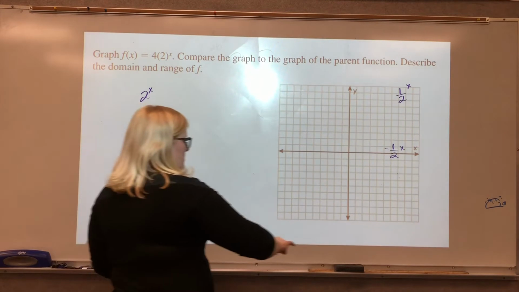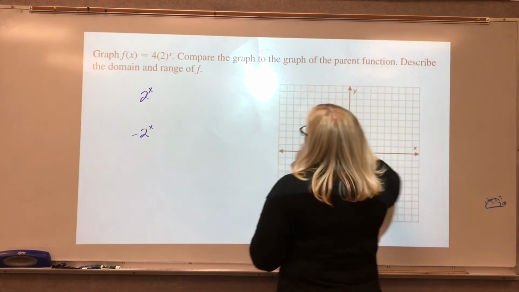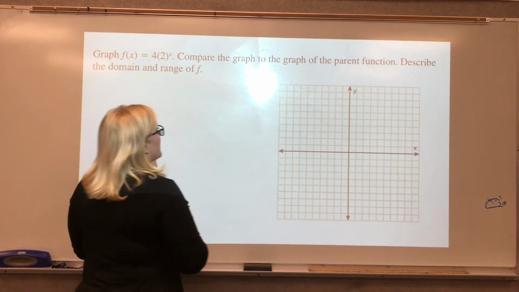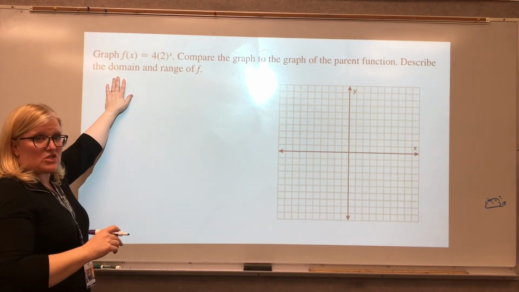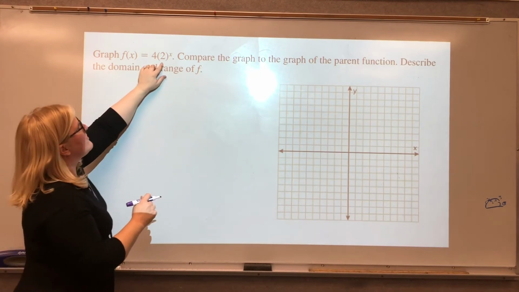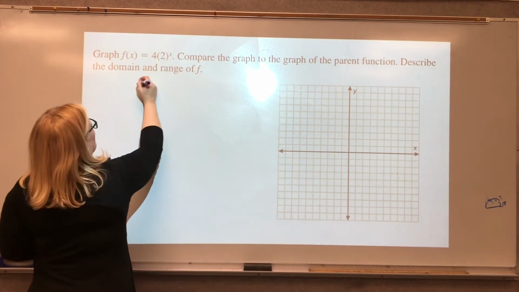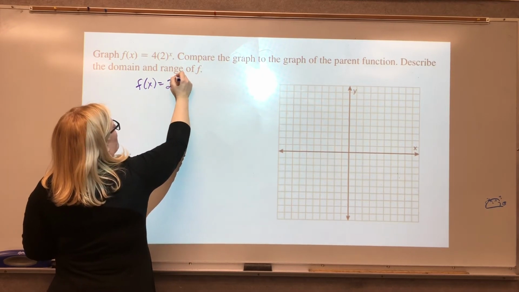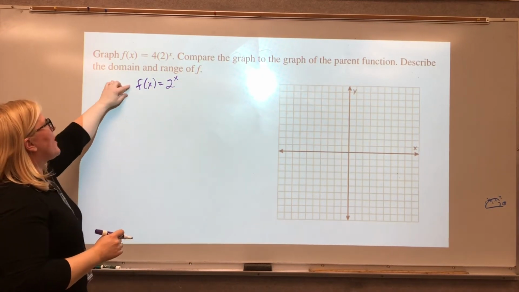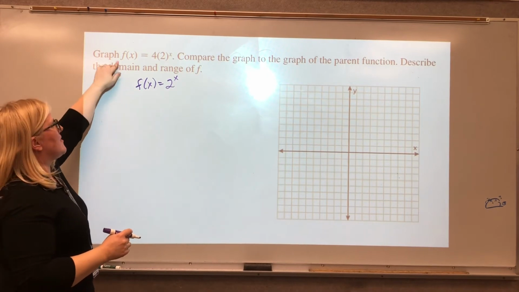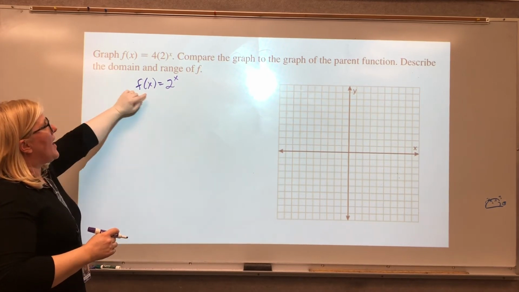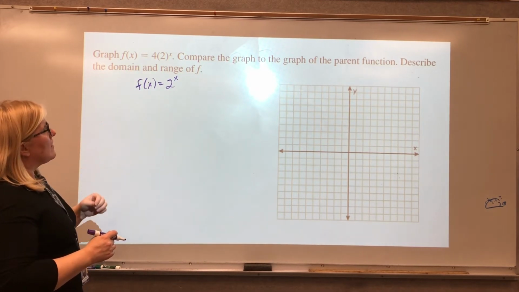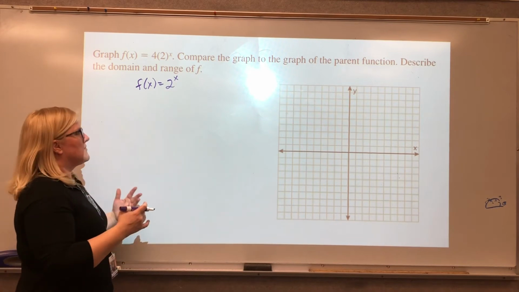Okay, so let's graph these. And first we're going to talk about, it says compare the graph to the graph of the parent function. Describe the domain and range of f. Okay, so my parent function for this one is going to be f of x equals 2 to the x power. Okay, probably should have made this a g of x because it's not the same as that one. Okay, but what's happening here, well, I'm comparing the graphs.